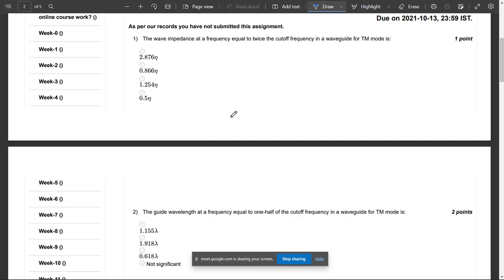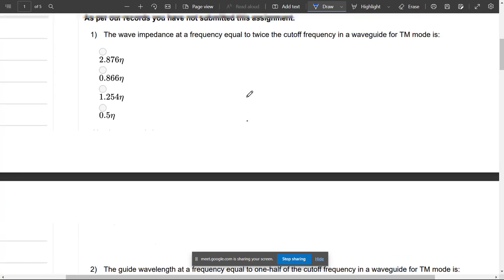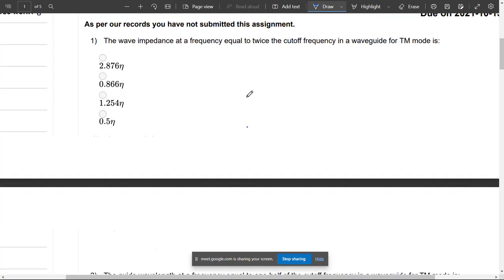Okay, so the first question here is: the wave impedance at a frequency equal to twice the cutoff frequency in a waveguide of TM mode is. So wave impedance is asked for TM mode in a waveguide, at a frequency equal to twice the cutoff frequency. The frequency here is 2 Fc, for a TM mode.